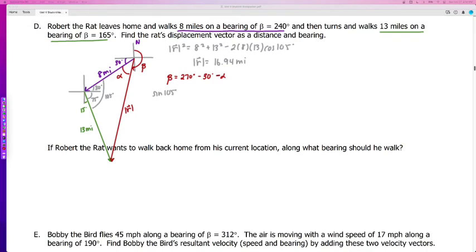Sine of 105 degrees over the side opposite that, 16.94, is equal to the sine of alpha over 13. Okay, alpha is equal to the inverse sine of 13 times the sine of 105 divided by 16.94, which is going to give us something like 47.85 degrees. All right, so the bearing then is going to be 270 minus 30 degrees minus 47.85, which is looking like 192.15 degrees.